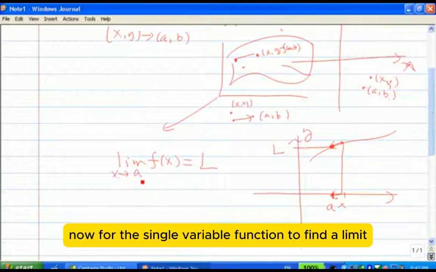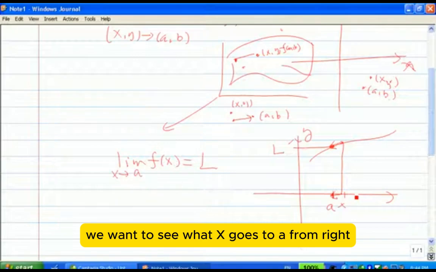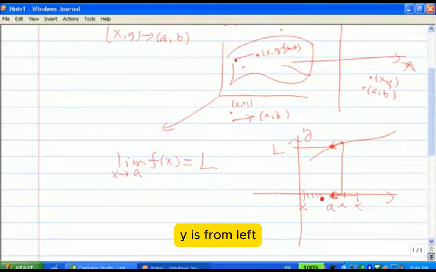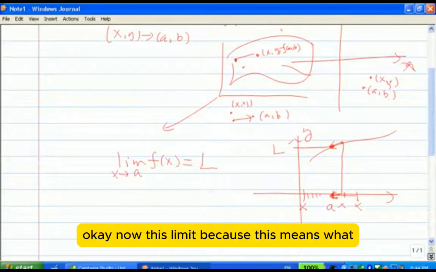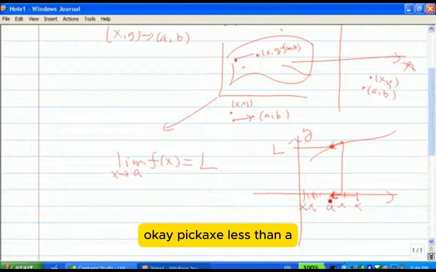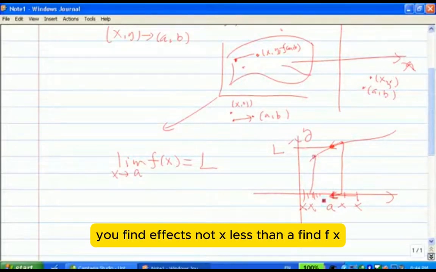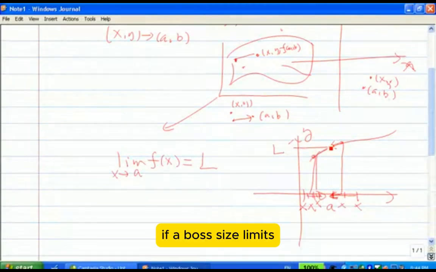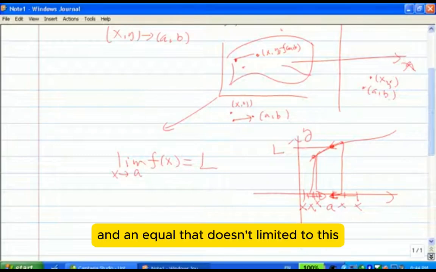Now, for the single variable function, to find the limit we want to see what happens as x goes to a. There are two ways: one is from the right, one is from the left. This limit exists means: you pick x less than a, you find f(x); another x less than a, find f(x); as x goes to a, f(x) goes to L. If both side limits exist and are equal, then this limit exists.